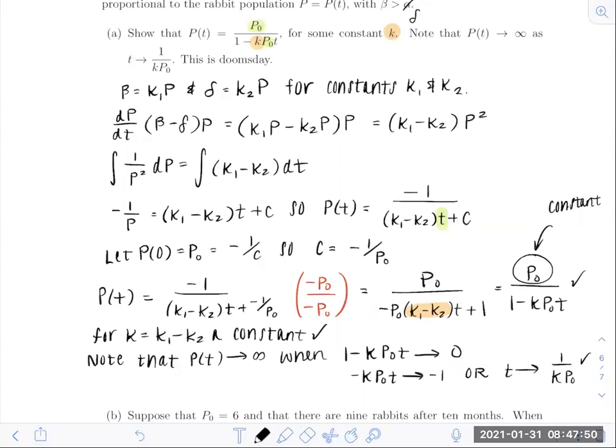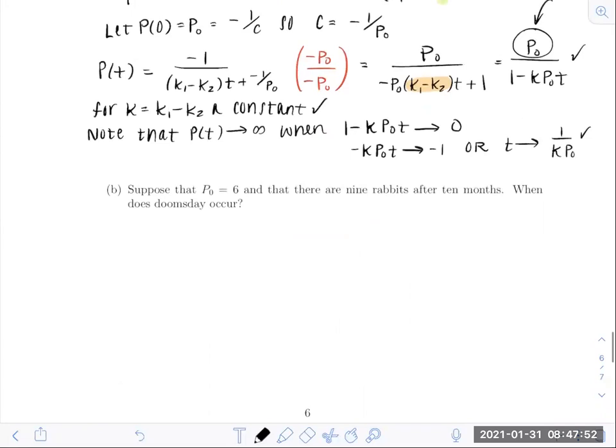All right, let's take a look at part B here. It says, suppose that the initial population is 6 and that there are 9 rabbits after 10 months. I'm just making a note here that T is in months. I just made that decision. If you wanted to do it in years, then you could write it as 10 over 12. All right, so the question is, when does doomsday occur?